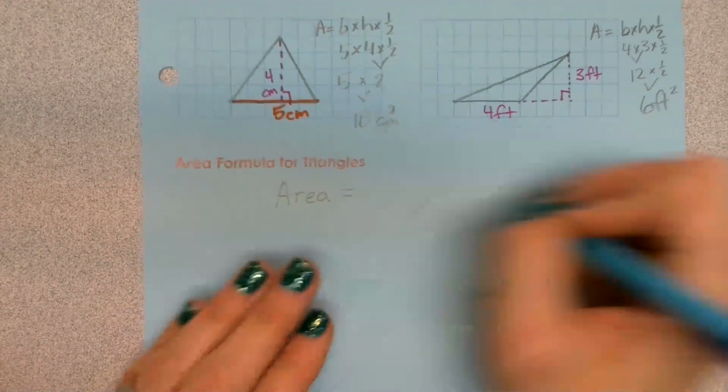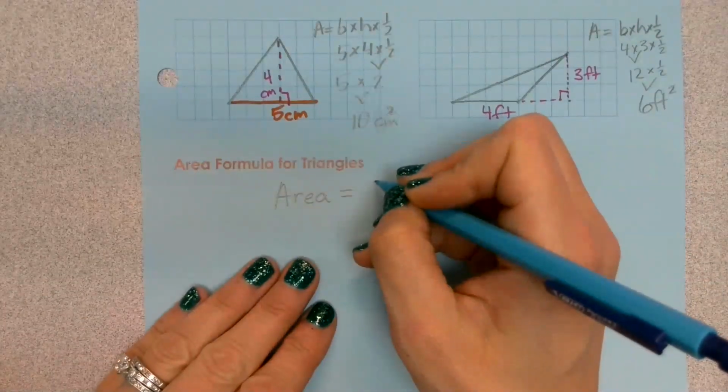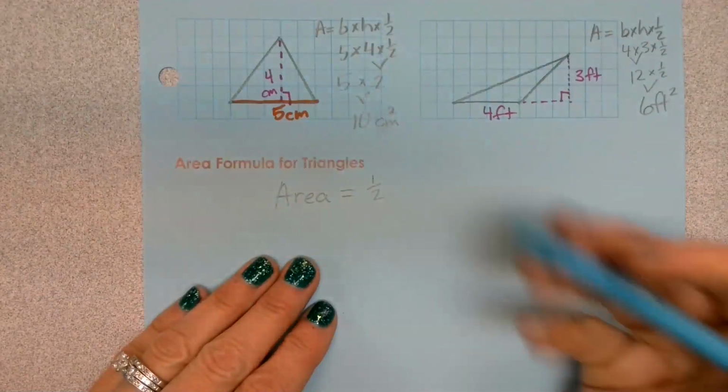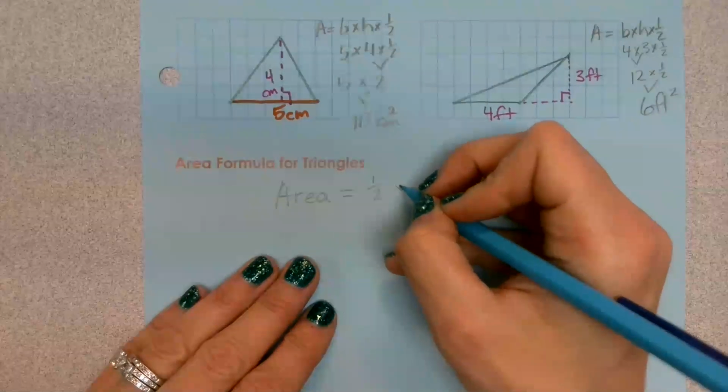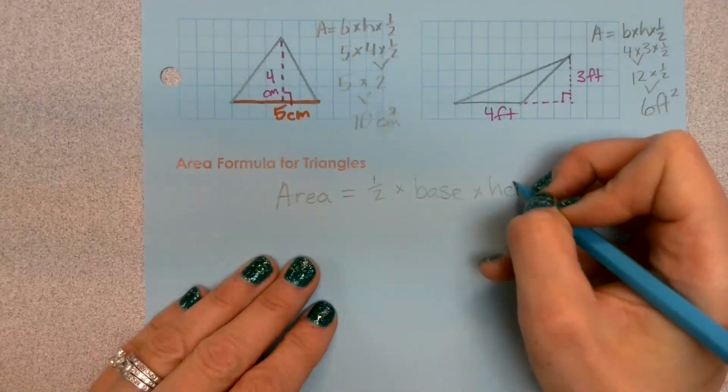You can definitely put these in any order. But this time, I think a lot of times you'll see the half is written first. So I'm going to write it first here for you guys. And then it's times base times height.